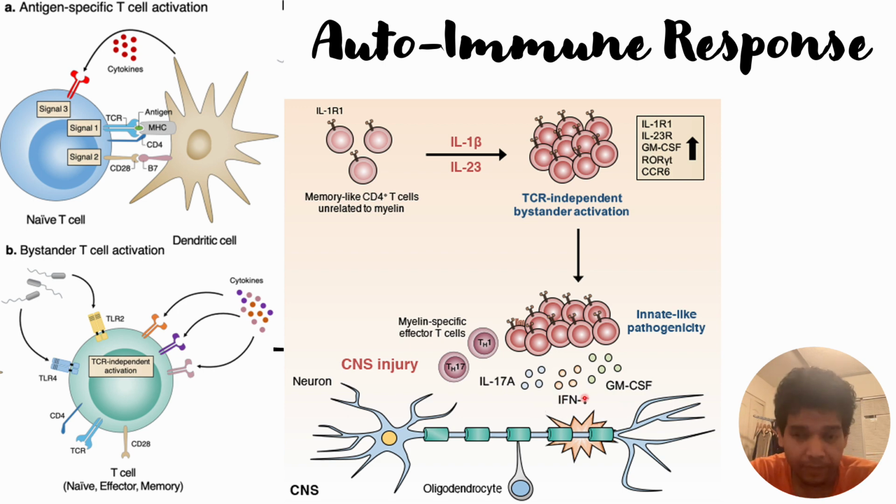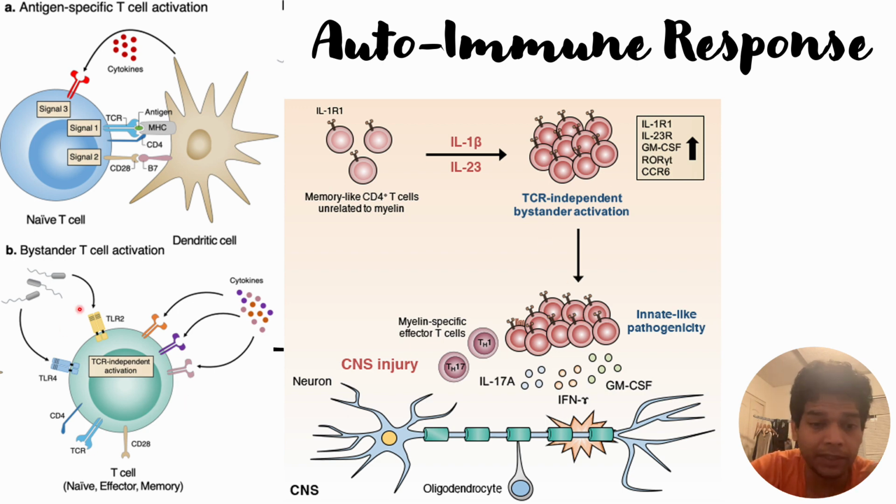and it might lead to several problems related to the neuron that is shown here. And this is caused because these memory T cells get activated by interleukin 1 beta and interleukin 23. And this is in normal terms known as an autoimmune response, as the host's own immune response is acting against their own tissue. So this is some kind of disadvantage of these bystander T cells.